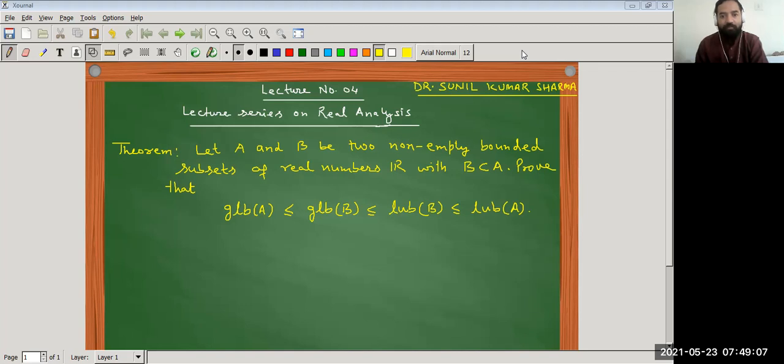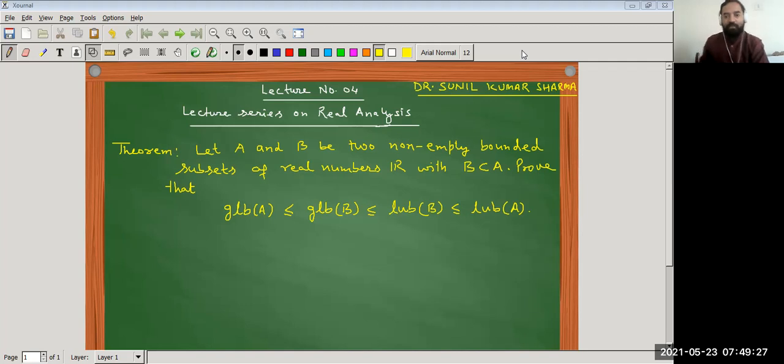Let A and B be two non-empty bounded subsets of the real numbers R with B contained in A. Prove that the greatest lower bound of A is less than or equal to the greatest lower bound of B, which is less than or equal to the least upper bound of B, which is less than or equal to the least upper bound of A.